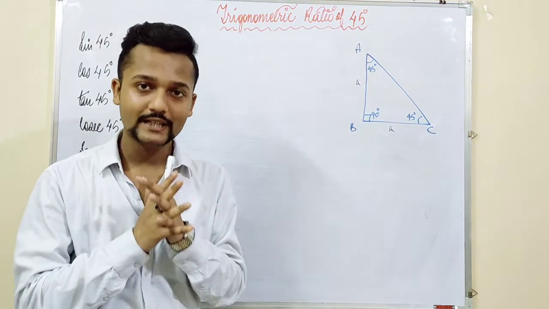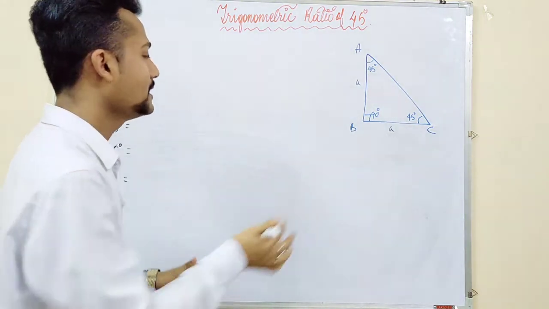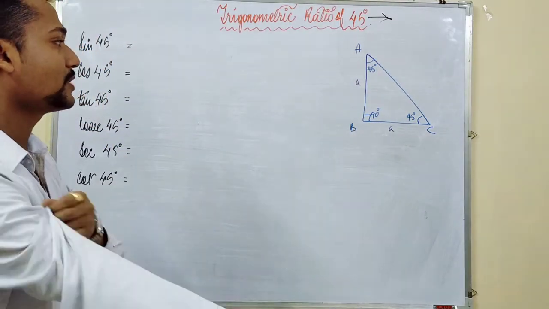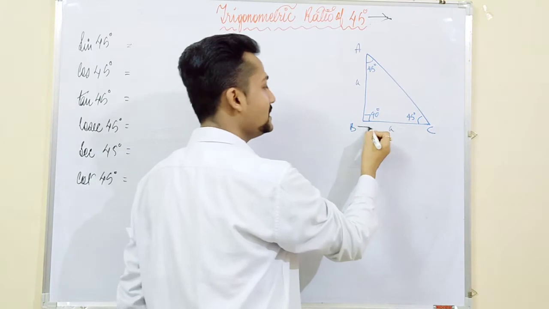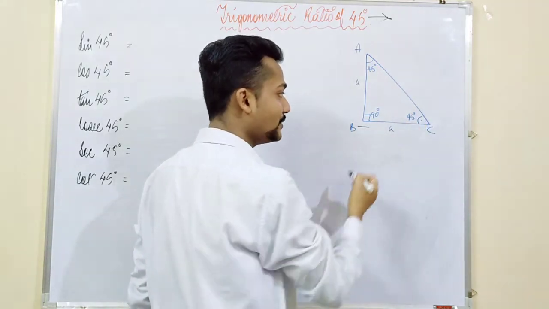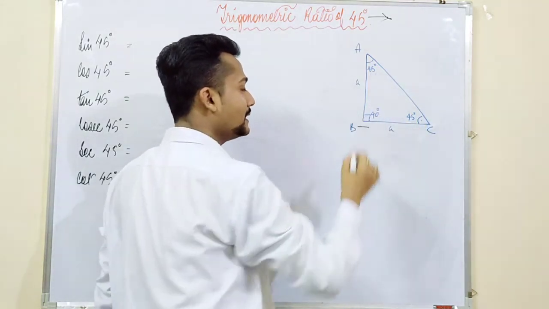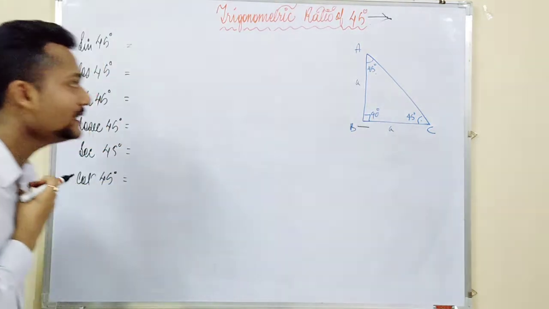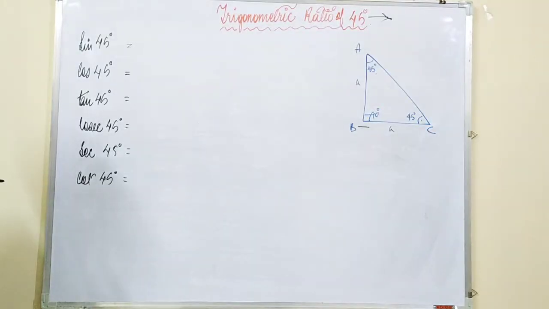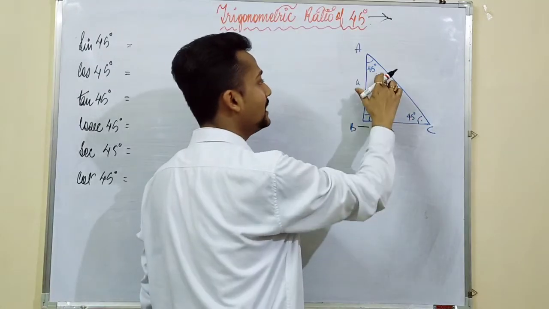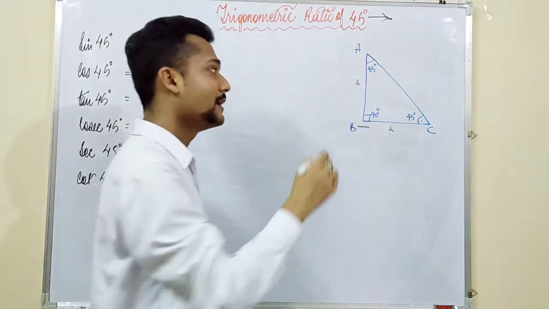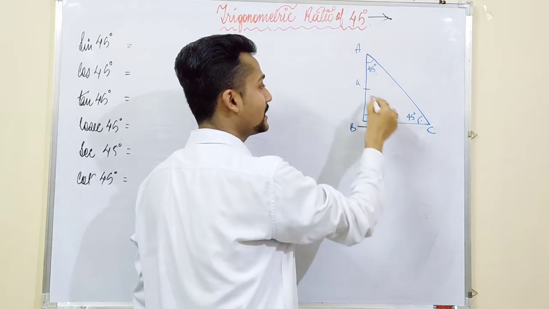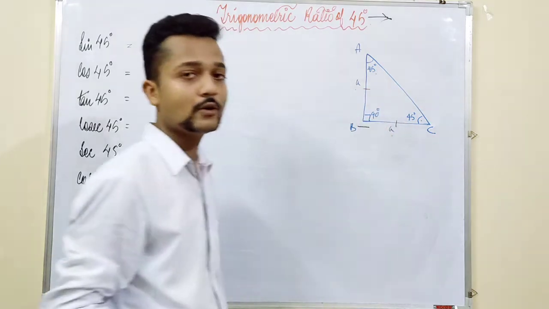Now we move on to the next part of trigonometric ratio, that is trigonometric ratios of 45 degree. For that we need to construct a triangle ABC with angle B equal to 90 degree. If I take one of the other angles to be 45 degree, then automatically the other angle will also be 45 degree by angle sum property, isn't it? By angle sum property, if I take angle C equal to 45 degree, then angle A will also be equal to 45 degree. Now what type of triangle is it? It is an isosceles triangle. That means if I take this to be A, this will also be A.